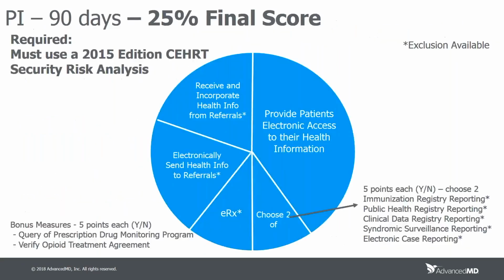So what's left? Let's look. So welcome to the PI pie. We're going to start with the slice of the pie that's the biggest, and that is there's 6 measures that you need to do. Remember, 6 required measures. A couple of things first that CMS is requiring that aren't official measures. So the first one is you must use a 2015 edition certified EHR technology. You must use a 2015 edition cert like AdvancedMD.